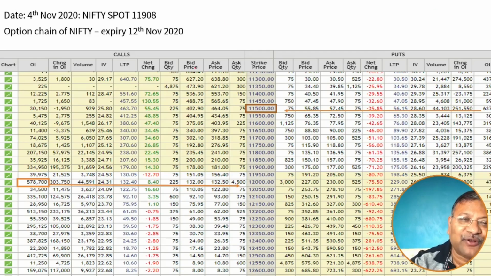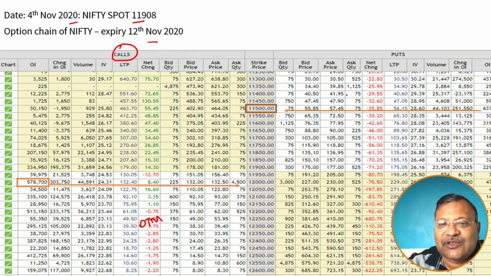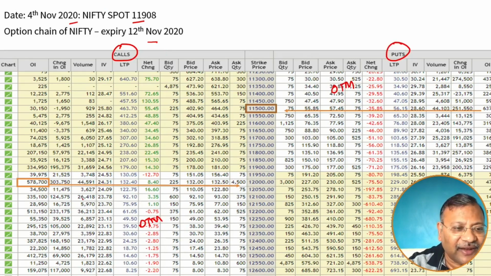Now let's have a look at this option chain data. This is as of 4th November 2020 when the Nifty spot was 11,908, and the option chain of Nifty has an expiry of 12th November 2020. So this is still slightly more than a week away. Now if we notice, this white portion is the OTM portion of calls and this white portion is the OTM portion of puts.